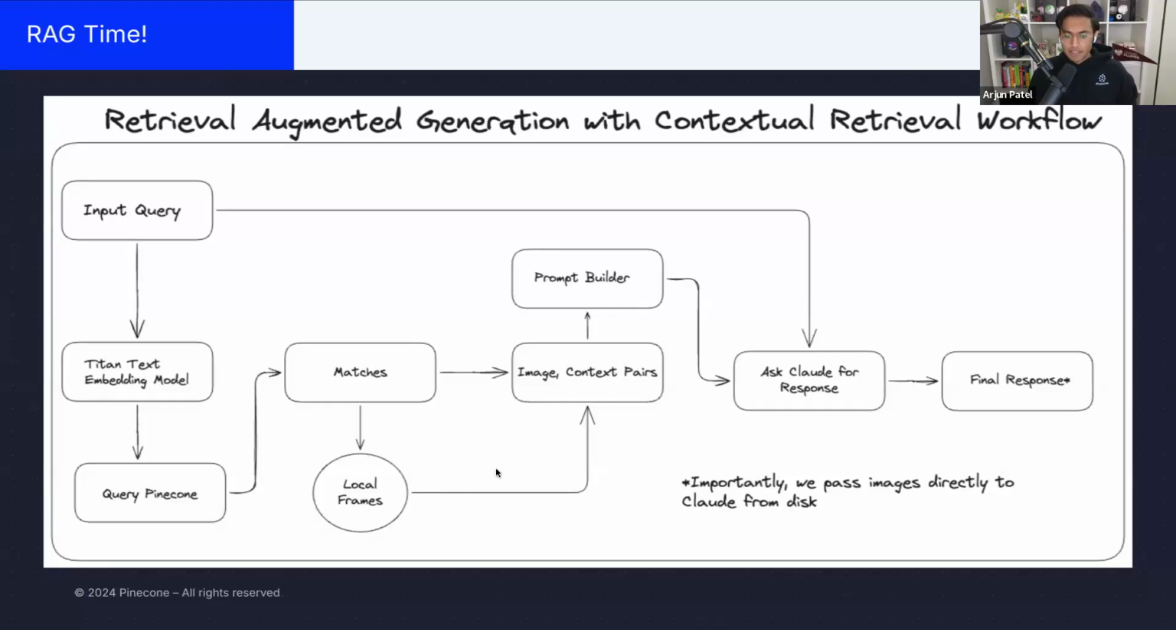From disk, we'll read in the frames that have been retrieved, and we'll pass that to a prompt builder. And we'll be able to pass the actual images and the contextual descriptions directly to Claude, which allows us to yet again leverage the visual question answering capabilities of the Claude LLM to create a final generated response to the input query. This is a pretty clever trick because it means we don't have to be uploading and downloading images all the time. We're just doing a text-only search and then referencing the images that are retrieved only as necessary for us to answer these questions in the first place.